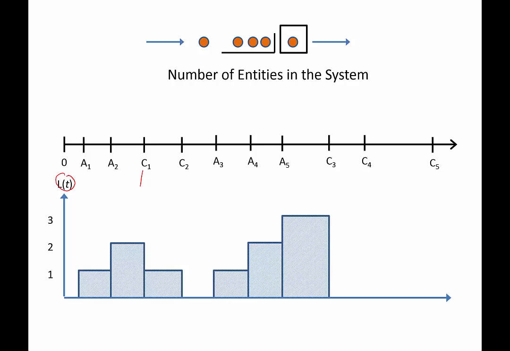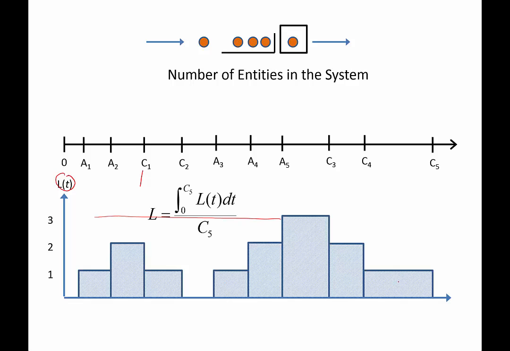And so you can see at this time, right here between A5 and C5, the value of L(t) is 3, representing the fact that entities 3, 4, and 5 are currently in the system. At time C3, the third entity leaves, and we have 2 in the system. And then finally, at time C4, the fourth entity leaves, and we remain with the fifth entity in the system, or we have a value of 1.